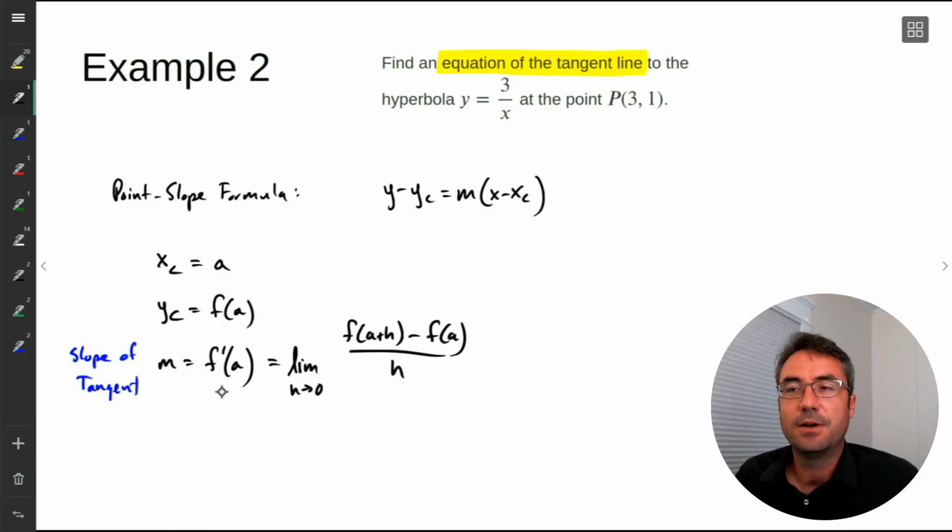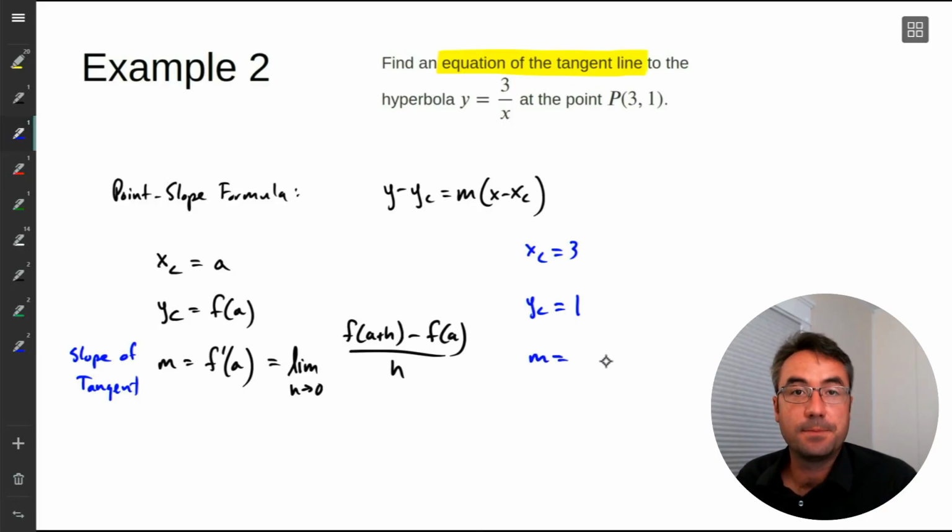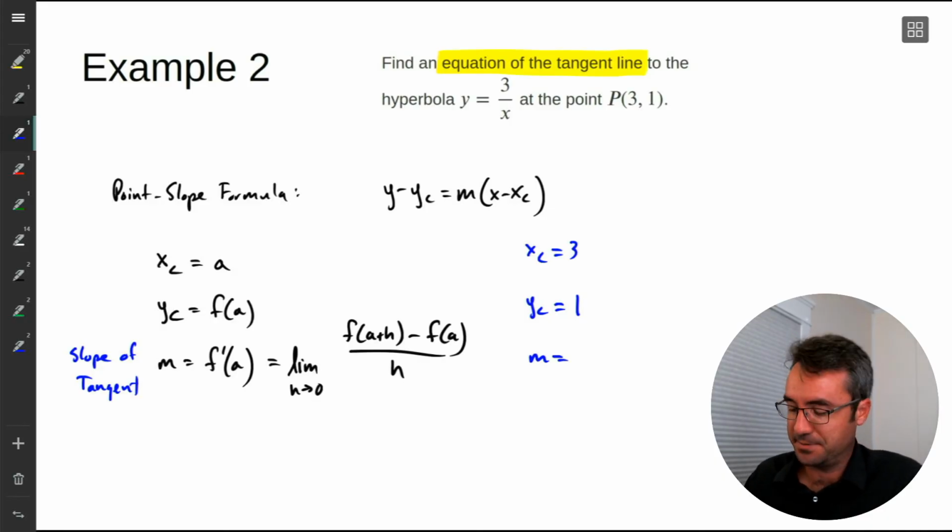And this is just a good summary of how to actually find all the pieces that you need. The x coordinate is the a value that's specified. The y coordinate, we just plug into our function. And then the slope of the tangent line, right now we're calculating this limit, but going forward, it's just the derivative where we plug a into it. Okay. So with that in mind, we know our x coordinate is 3, we know our y coordinate is 1, and we need to figure out m, the slope. We're going to use this limit definition to do that. Let's try it out, and then we'll come back and finish up this tangent line business.